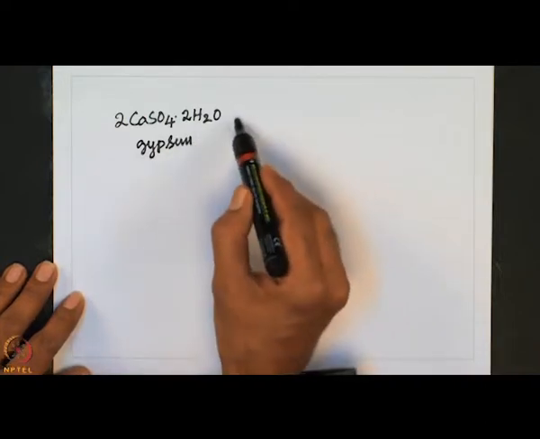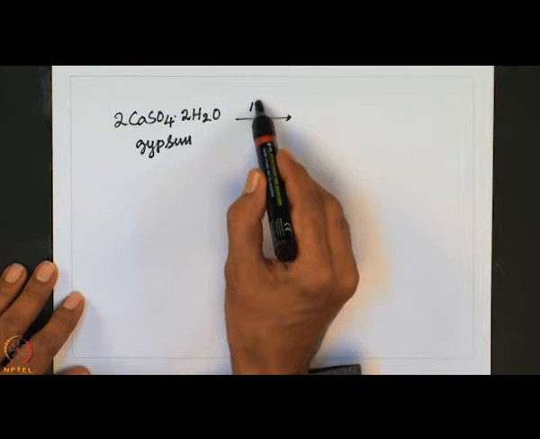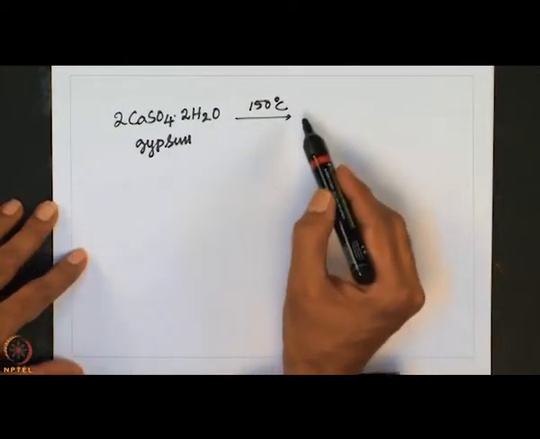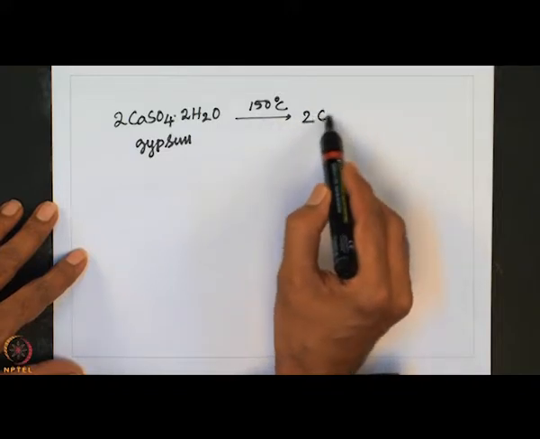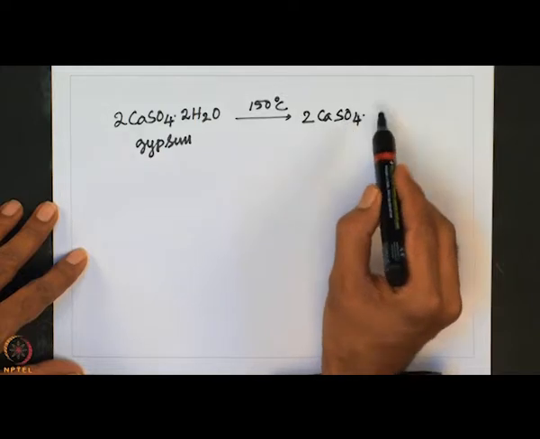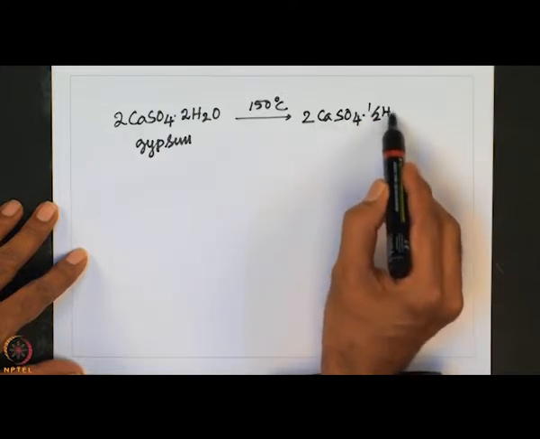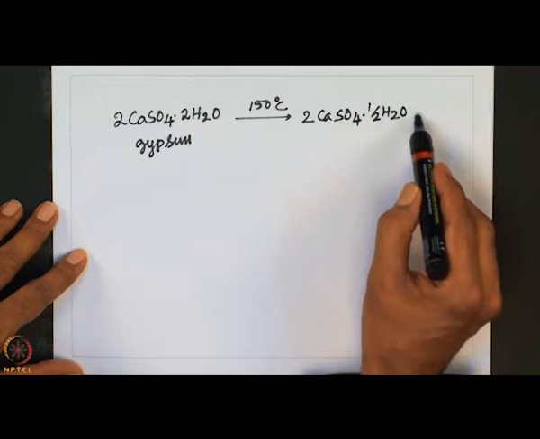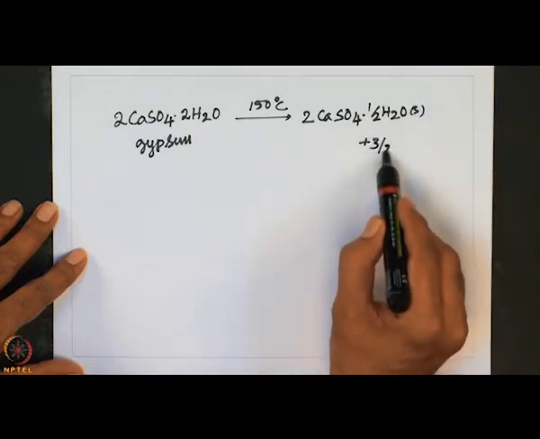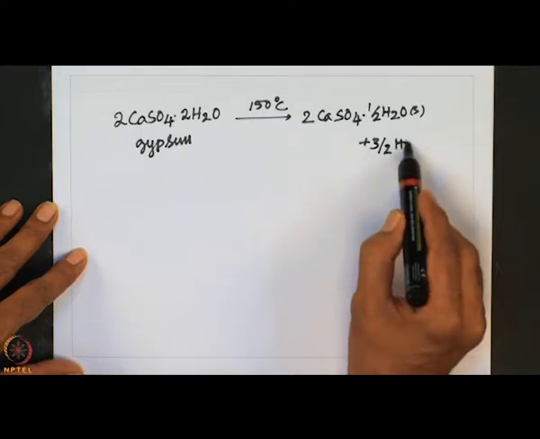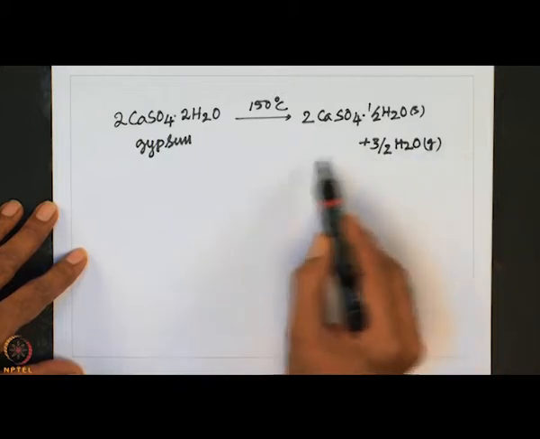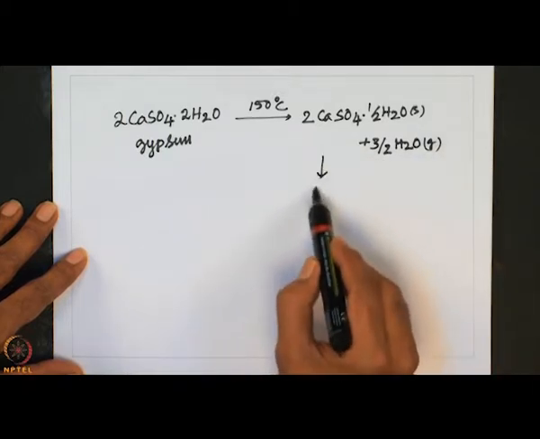Okay. So, this one on heating to 150 degree centigrade loses water considerably to form this. So, here of course, 1.5 molecules of water are lost in this one. So, this is called plaster of Paris.